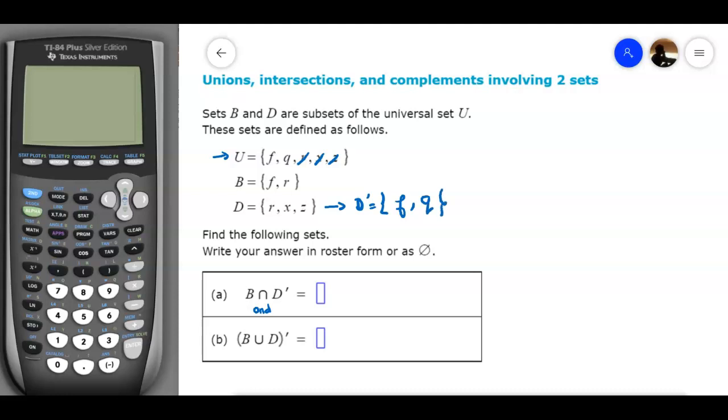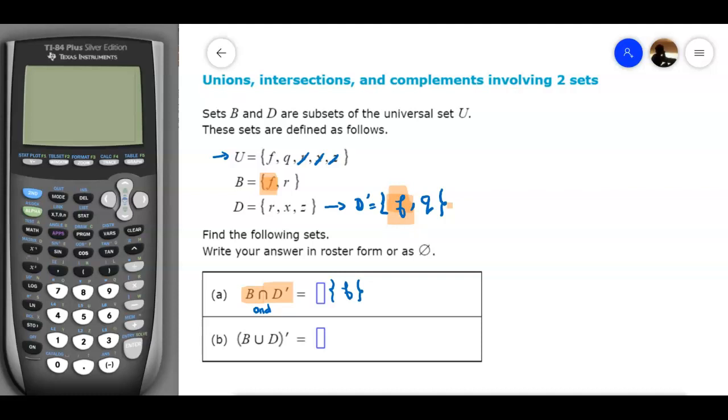Now I'm going to look for the elements that are in B and at the same time in D prime. In B, I have the F here and the F here, and I have R and Q. The R and Q, I cannot take any of them because they are not in both sets. However, I can definitely take the F. So the intersection is the set: open the set, put F, and close the set. And that's basically all.